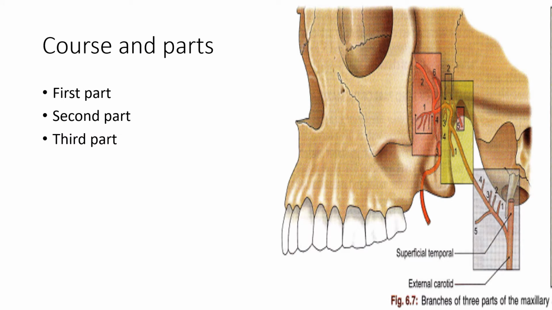So we will discuss the maxillary artery in three parts. One is the first part, then we have the second part, and then the third part. This is the point from where the maxillary artery is appearing from the external carotid artery. First it goes forward and upward, and it goes upward all the time, but the pathway changes in the three parts of the maxillary artery.